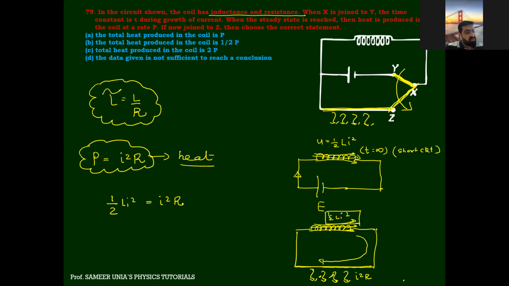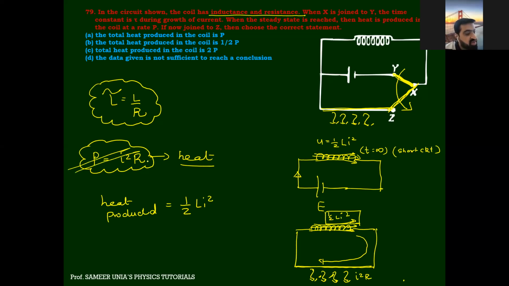ये होने वाला है, ठीक है, but they are not asking you this thing. They are asking you the total heat produced. So total heat produced is half L I square only. We can write this. Can I say the heat produced is half L I square, which is I square R also.